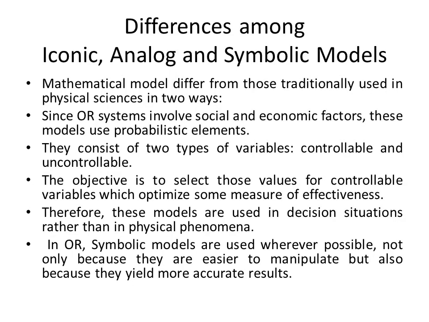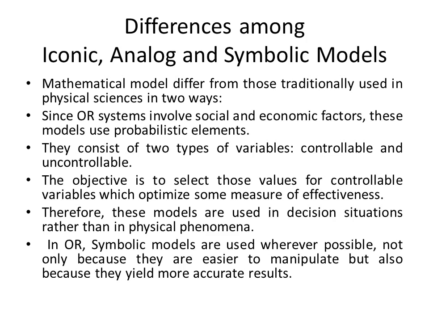Now let us know differences among three models: iconic, analog, and symbolic models. Mathematical models differ from those traditionally used in physical sciences in two ways. Since war systems involve social and economic factors, these models use probabilistic elements.